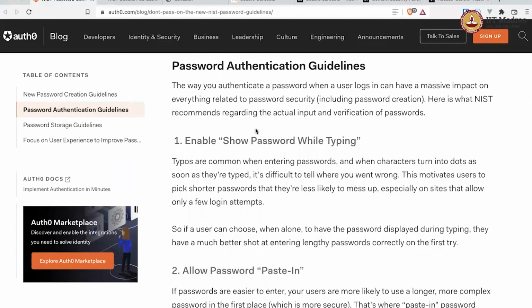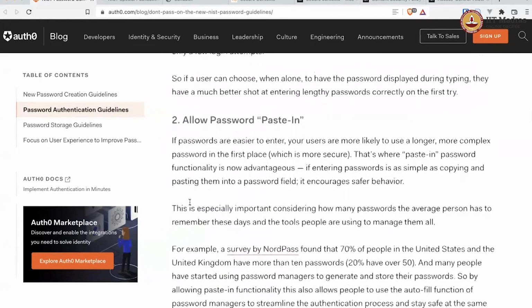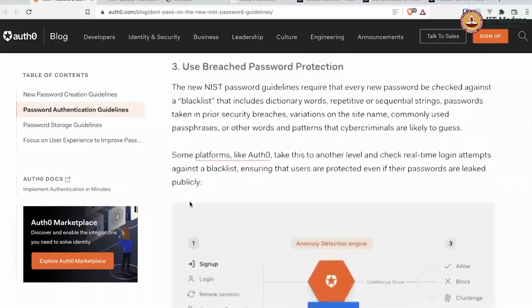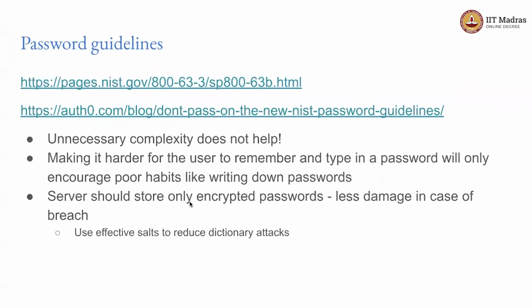Okay, and several things, right? I mean, there are things that say use only a virtual keyboard. You are not allowed to copy and paste your password. This makes it problematic, for example, to use things like automatic password managers that allow you to store the password in an extension and just paste it in as required, right? So there are many such guidelines that have been given in the NIST regulations. The bottom line is unnecessary complexity does not help, and making it hard for the user to remember and type in a password will only encourage poor habits.